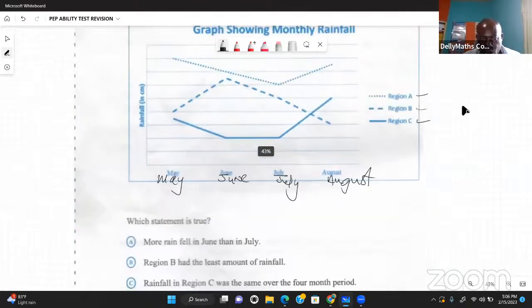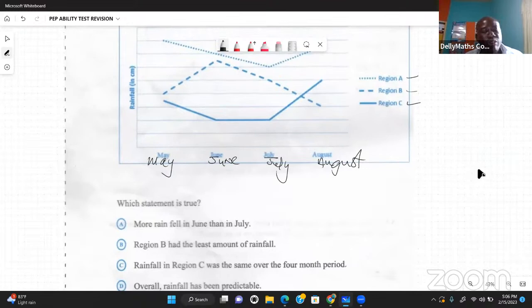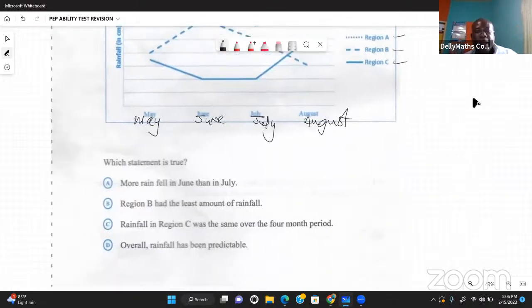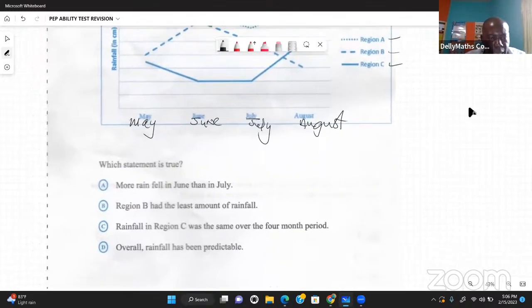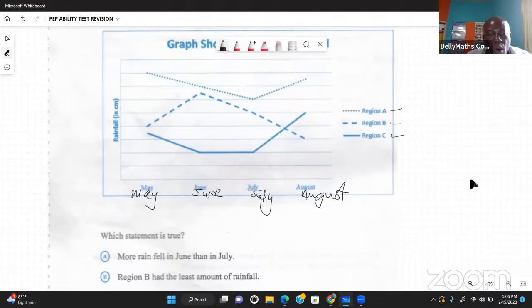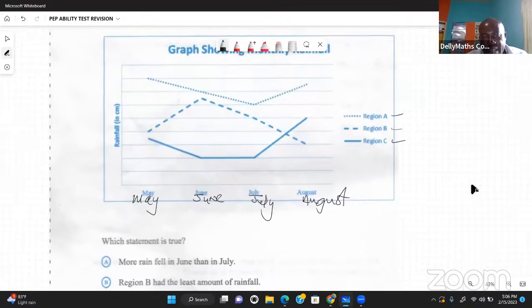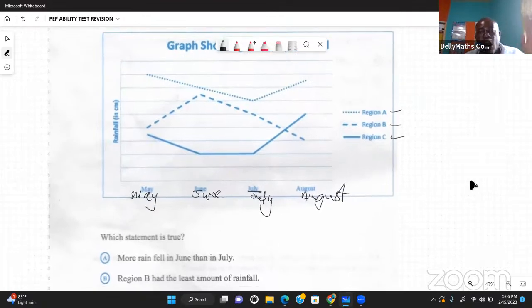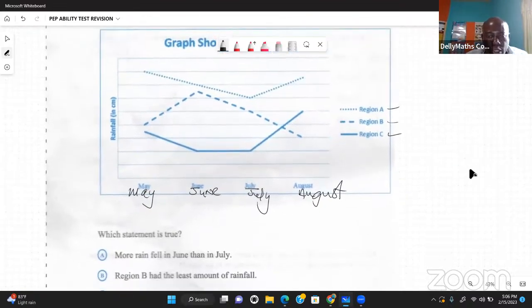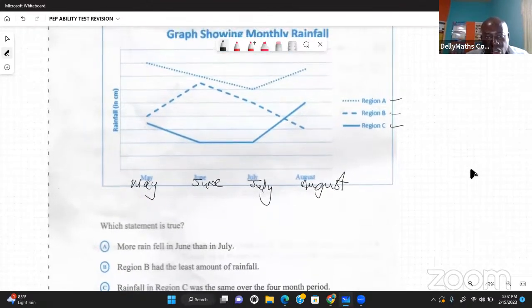Here, we want to see what the question is. Which statement is true? We're going to have to keep going back up. Let's look at A: more rain fell in June than in July. If more rain fell in June than July, June is going to be on top of July. So look for yourself. Is this true? Let's check it out.